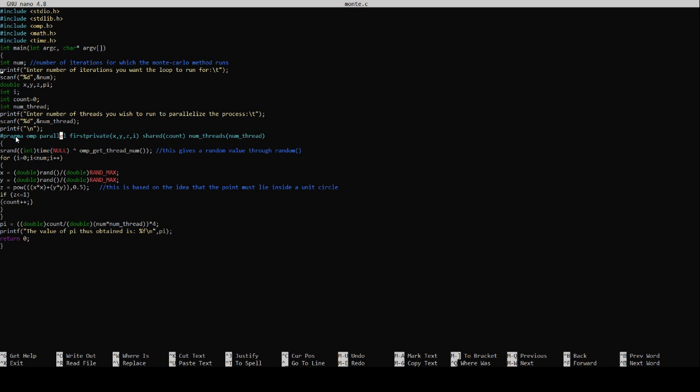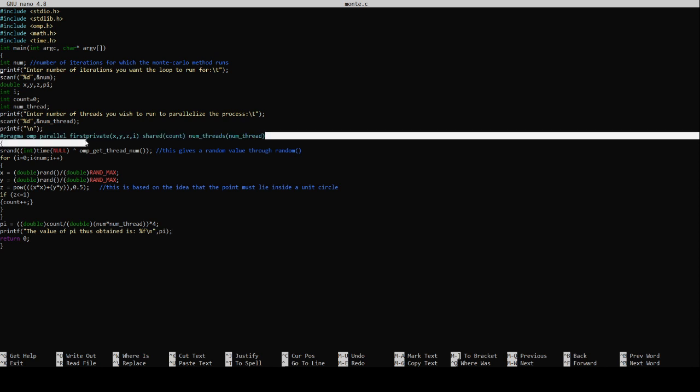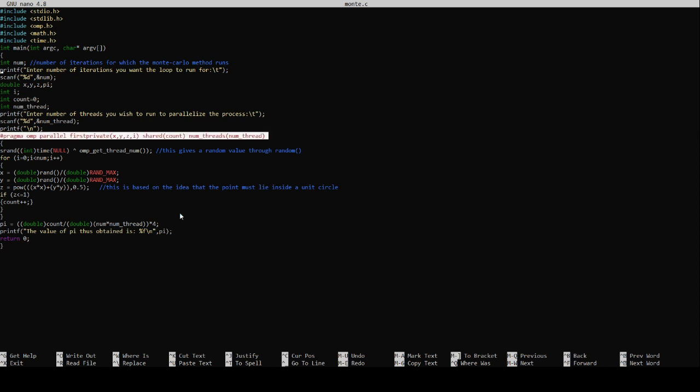These are generic codes, coming all the way to the parallelization part. Any OpenMP program runs on the idea that there is a master thread, and that master thread is then distributed into a lot of private threads. This is exactly what this line does: #pragma omp parallel firstprivate(x, y, z, i) shared(count, num_thread). What this does is it creates a number of private threads in the master thread, right?